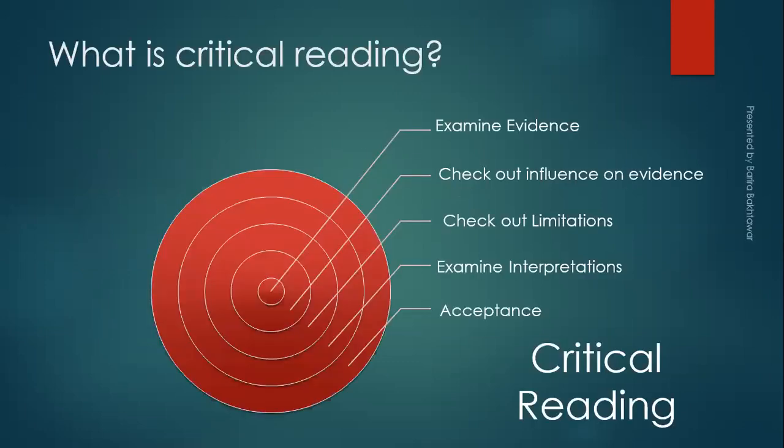So moving on to the first slide, the important thing is to understand what is critical reading. The first step you have to do is examine the evidence of the research paper or the literature you are given, and then you have to check out the influence on evidence. Then the third step, you have to check out the limitations of the study, because obviously no study is complete. Every study has got its own limitations and you have to check them out. Next thing is you have to examine the interpretations that have been made by the author. And the last thing is the acceptance of that literature. Now, what are these five steps? Actually, we'll discuss them in detail.